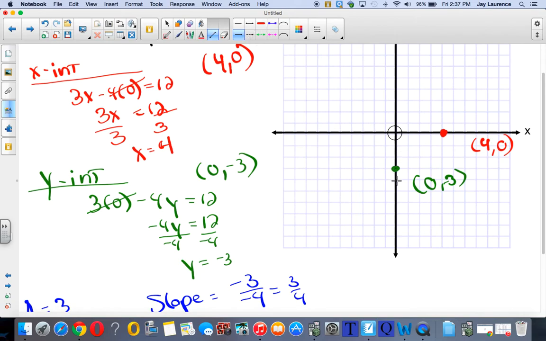So, here we go. 1, 2, 3, 1, 2, 3, 4. There we go. Pretty simple stuff.